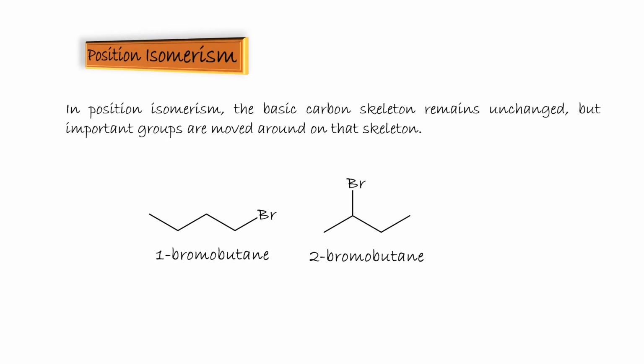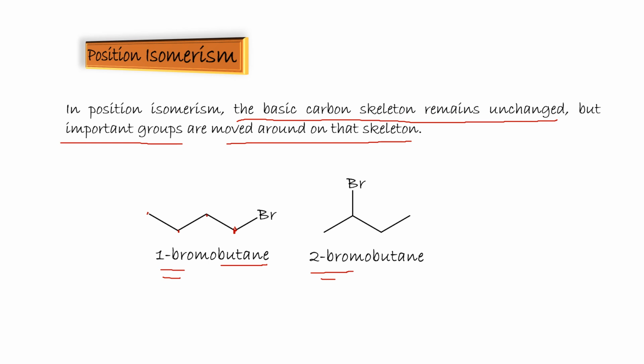Positional isomerism. The basic carbon skeleton remains unchanged, but the important groups or branches are moved around on that skeleton. So we have a 1, 2, 3, 4 carbon chain. We have butane, but the bromine here is on carbon 1, so it's 1-bromo. It's completely different from the 2-bromo compound where the Br is located on carbon number 2.